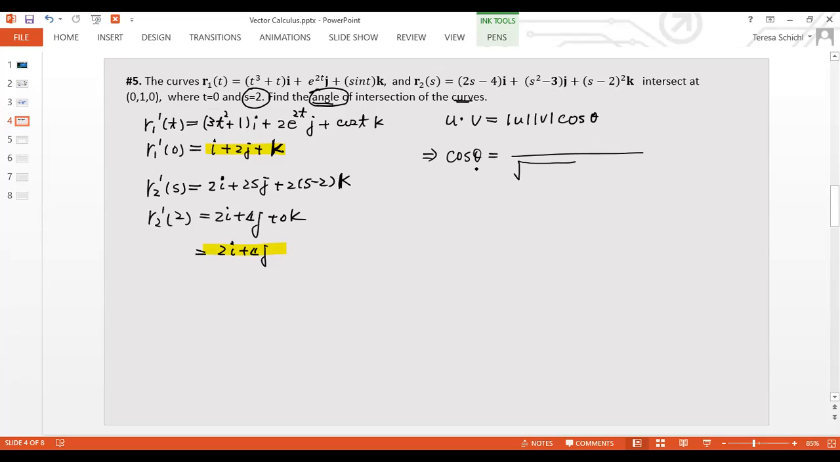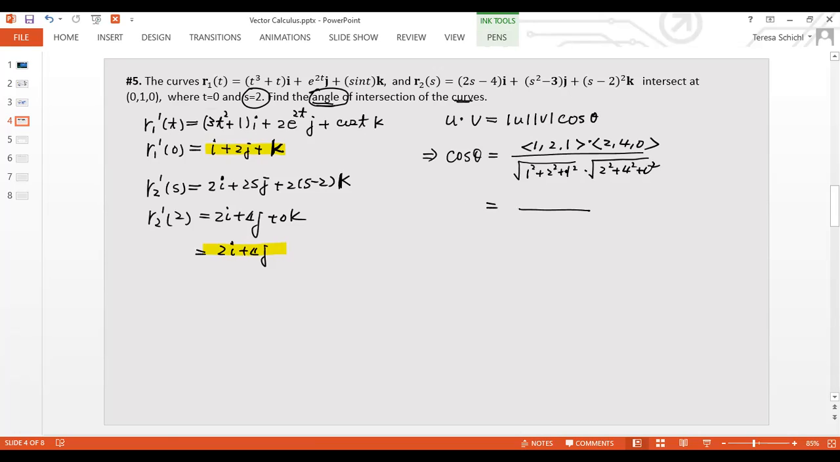So the length of the first one is the square root of 1 squared plus 2 squared plus 1 squared, times the length of the second, the square root of 2 squared plus 4 squared plus 0 squared. Then the dot product of (1, 2, 1) and (2, 4, 0). Now let's take a look at what this one is.